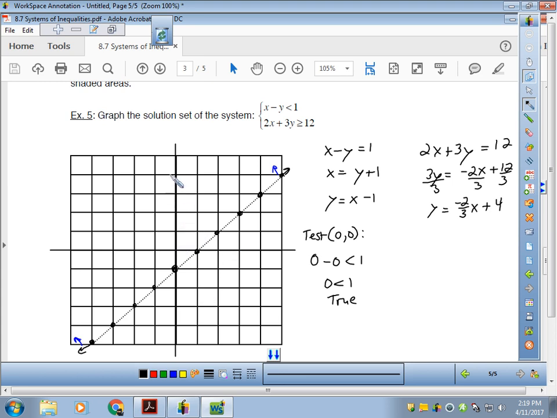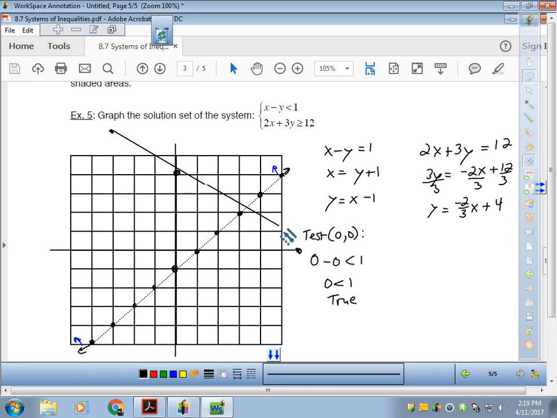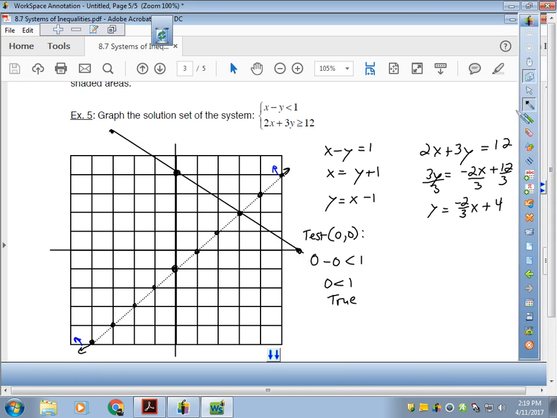So 1, 2, 3, 4. There's my y-intercept. My slope says I go down 2 and to the right 3. It's down 1, 2, to the right 1, 2, 3. Down 1, 2, 1, 2, 3. It's going to be off here somewhere. I could also go up 2 and to the left 3, which would be over here somewhere. When we connect these points together, because of the equal to, we will use a solid line. So I'm going to go from here and connect all of these points together. And I'll put some arrows at the ends there.